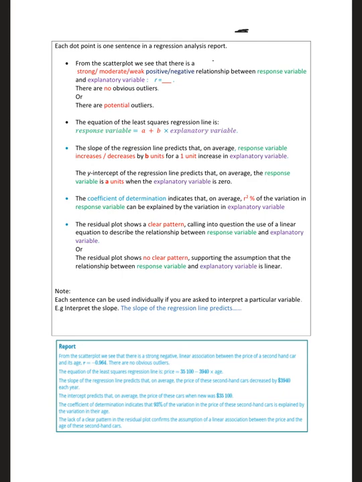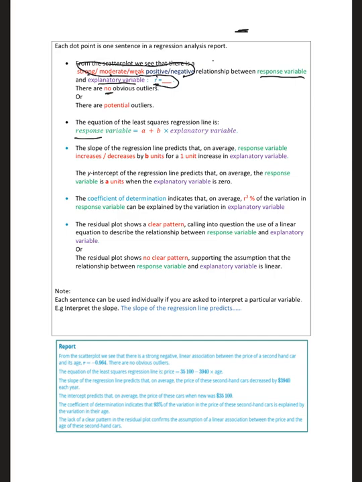So when we do a scatter plot, we're looking for a strong, moderate, weak, positive, negative relationship between whatever the response variable is and whatever the explanatory variable, and then you'll get your correlation coefficient, which is your R, to explain this part here, and then you also say if there's any outliers or not.